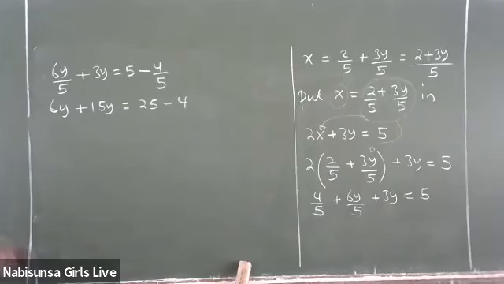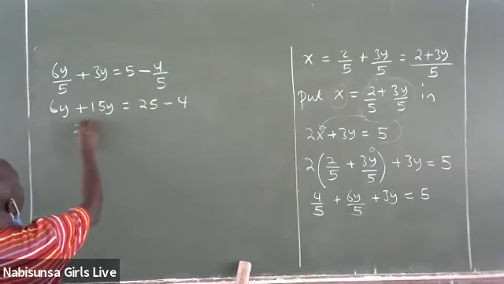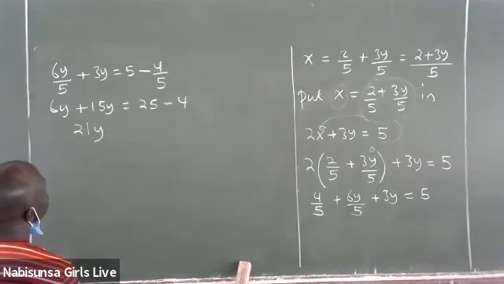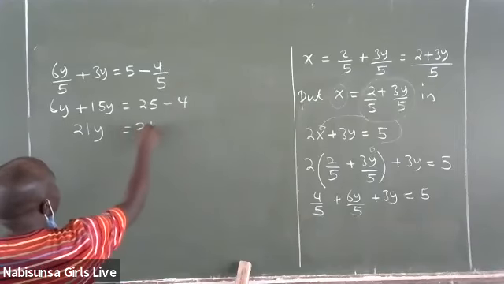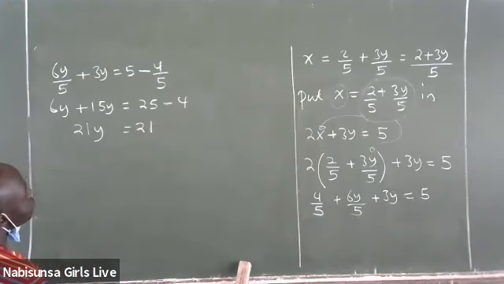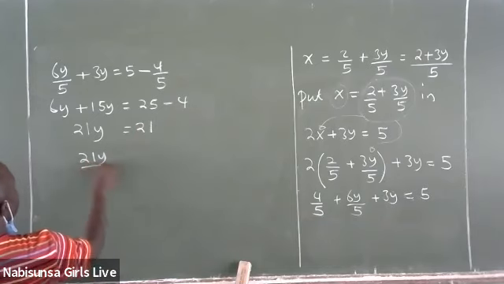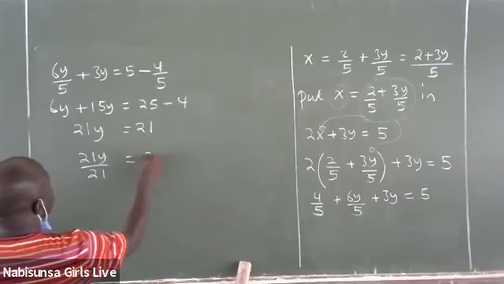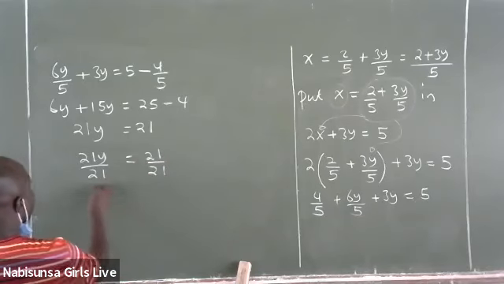Then we can add the like terms. This is 21y and this is 21. Okay? We divide by 21 on both sides, and we get our y.